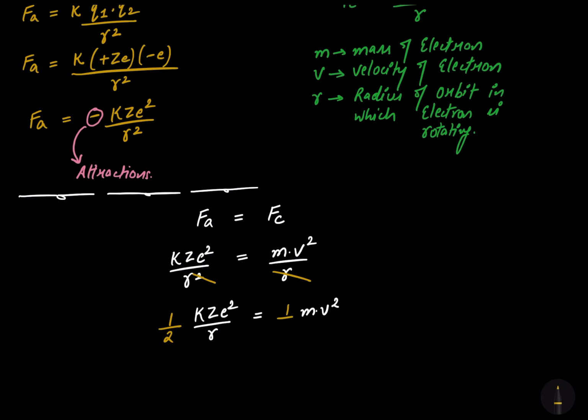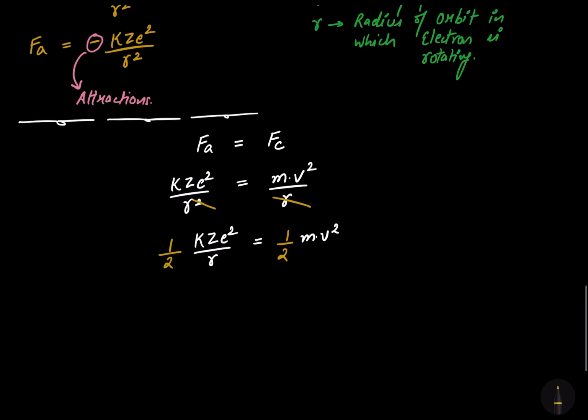1 by 2 and the 1 by 2. Now half mv square. What is half mv square? It is kinetic energy. Kinetic energy comes out to be k z e square divided by 2r. That comes out to be the kinetic energy. That's kz e square divided by 2r.